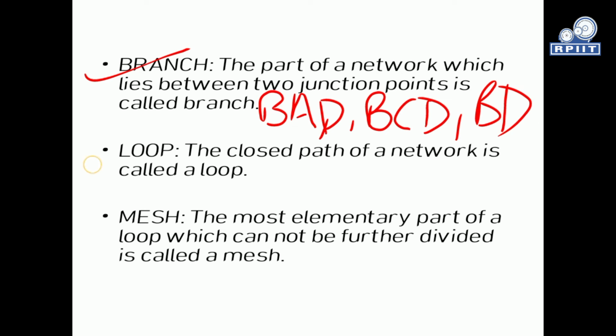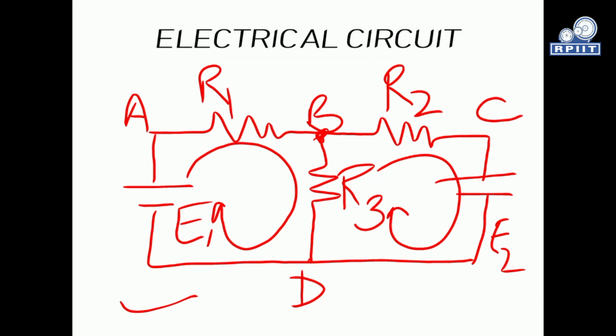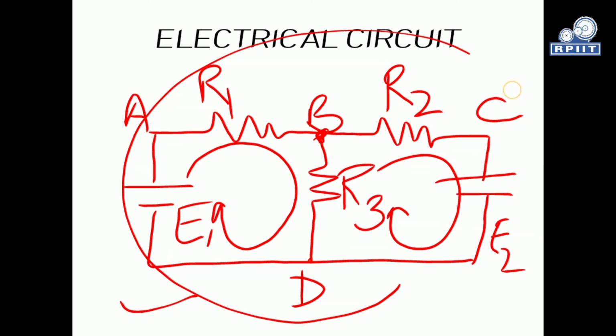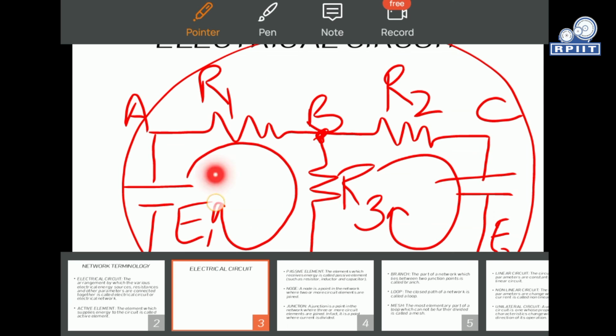Now next one is the loop. A closed path of a network is called a loop. So here this is a closed path called a loop, and this one is also a closed path. This is also called a loop, and this is also a loop. So ABDA is a loop, another BCDB is another loop, and the third one is ABCDA. This is a loop.